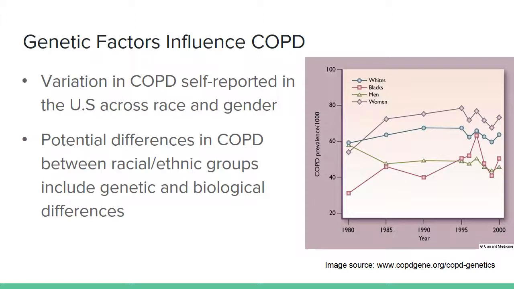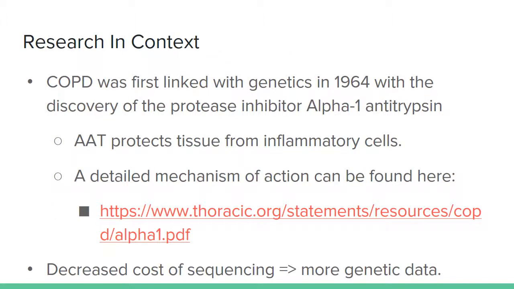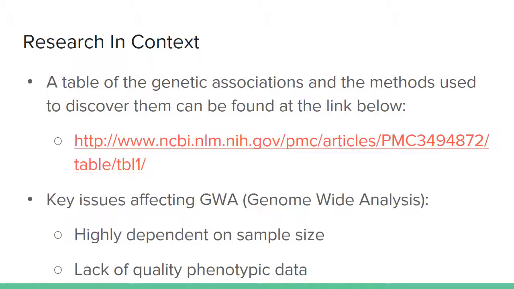In order to understand the present research, we must establish some context. The link between genetics and COPD first began with the discovery of alpha-1 antitrypsin in 1964. Lack of this protease inhibitor caused early onset COPD since AAT protects lung tissue from inflammatory cells. A detailed mechanism can be found on the link below. Discovery of AAT, like many other early efforts at genetics, relied on family pedigrees, twin, or segregation studies. The sample sizes were limited and the progress was very slow.